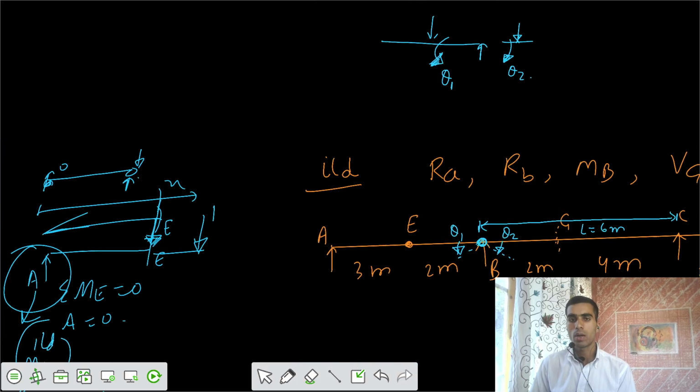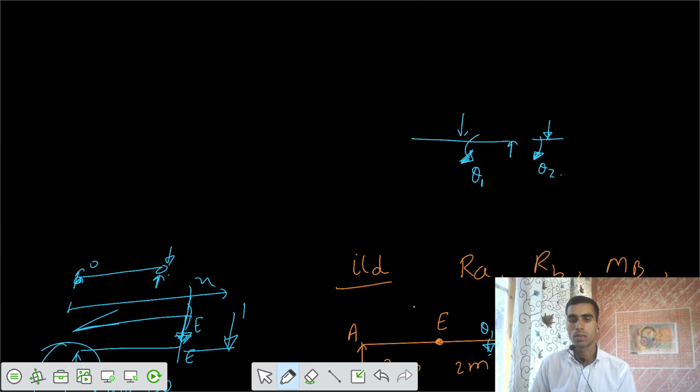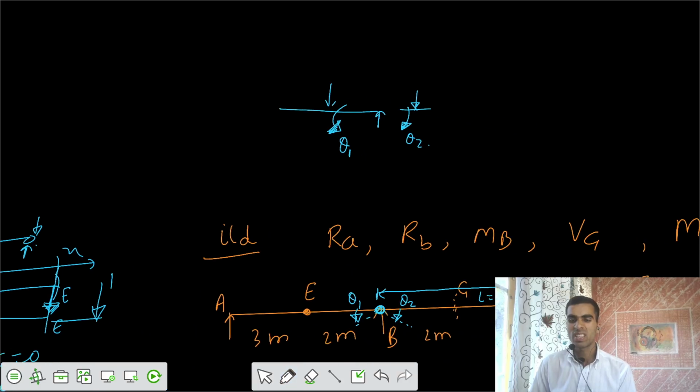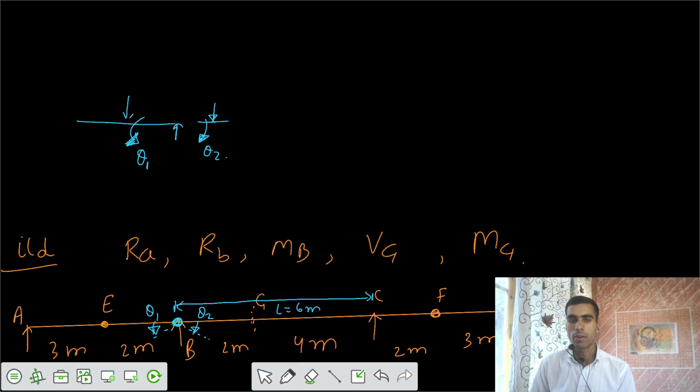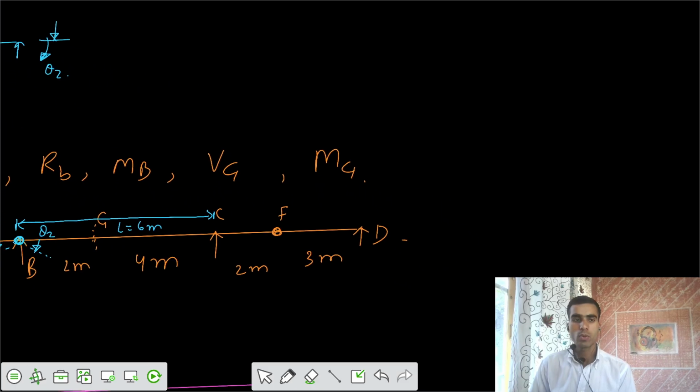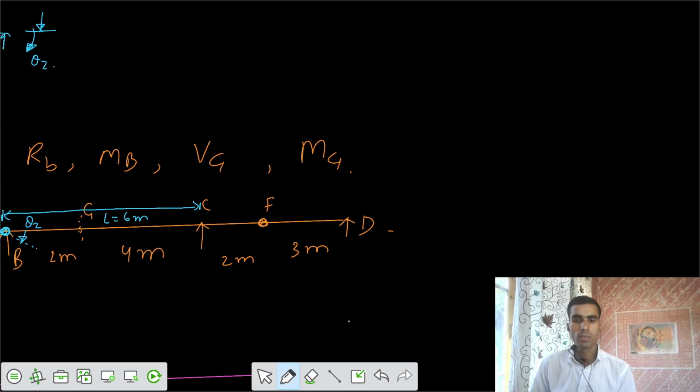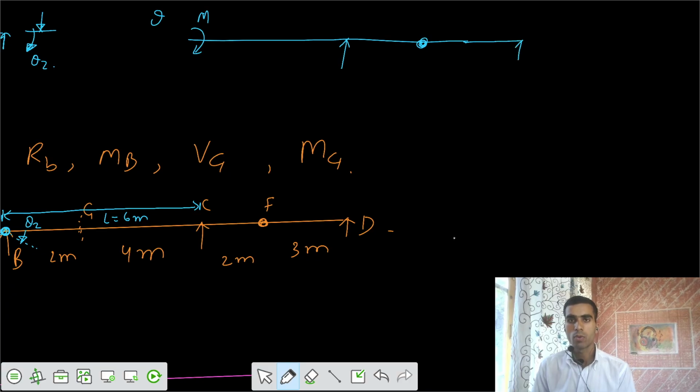Let's go for theta 1. I think we should take theta 2 first, then we can finally take theta 1. If I take theta 2, let's talk about only theta 2. So you had a beam, and you are applying some theta 2. Let's say some moment is applied here. Then because of that moment, we get some theta here. So we have a support here. After that, we have an internal hinge, and after that we have one more support.